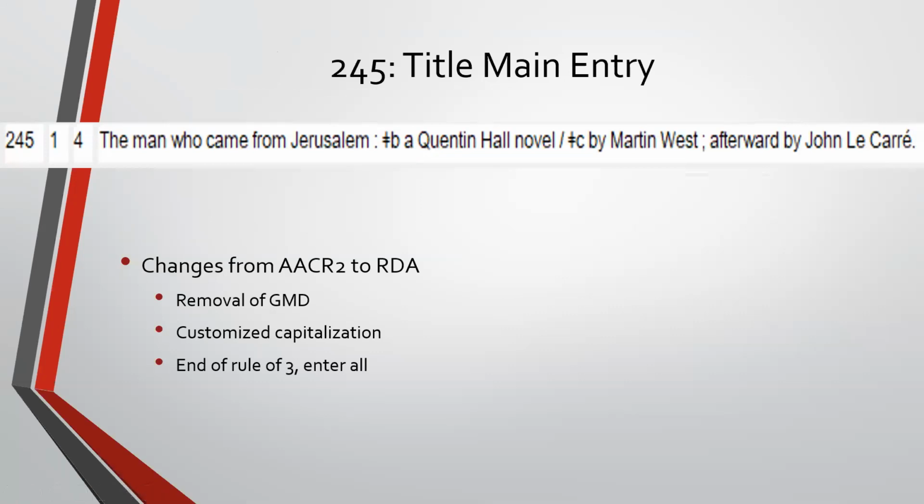Our title main entry. One of the notable changes from AACR2 to RDA is the removal of the general material designation, which was a subfield H that you still see sometimes in records, that provided an additional descriptor of what kind of material it is. You can use customized capitalization. In our example here, we are only using the first letter and the proper nouns. AACR2 had a thing called the rule of 3, in which you would only enter the first 3 authors that appeared on a book, followed by et al. That is no longer the case. Everyone who is an author or is listed on a title page contributing to this book should get an entry in the 245, and I'll go along that a little bit later.